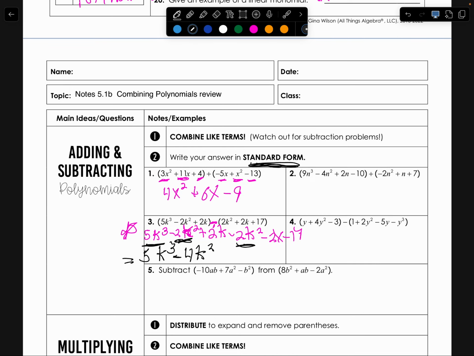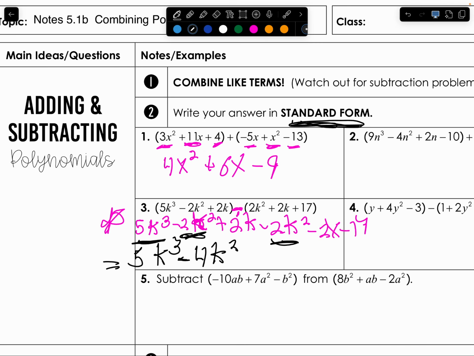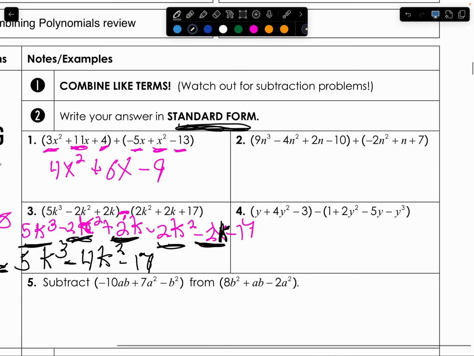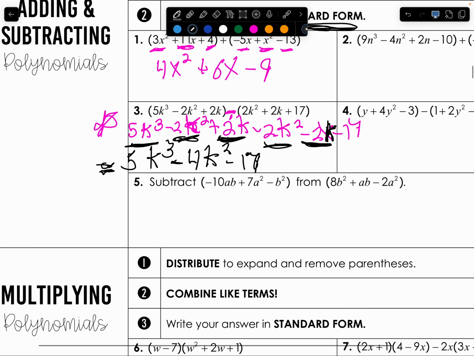Because you can add them together, right? And then I got 2k and minus 2k. That's supposed to be a k, I believe. Yeah. So the k's are gone. Then 17, negative 17, I think that's the only thing. Okay, that looks like my standard form, 3, 2, 1, 0, okay? So that's how you do it if it's a minus.